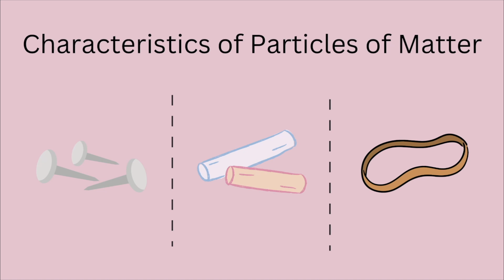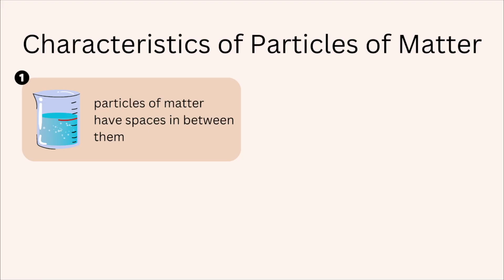Now that is all the activities. Now we'll move on to the inference that we get. The characteristics of particles of matter, that is what we are going to get as inference from these activities, right? The particles of matter have spaces in between them. We inferred this from the first activity that we did in our previous video, where we were able to see that the salt particles were able to get in between the spaces of water. So particles of matter have spaces in between them.